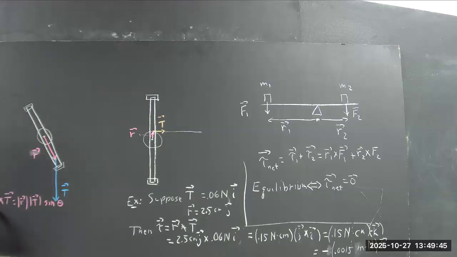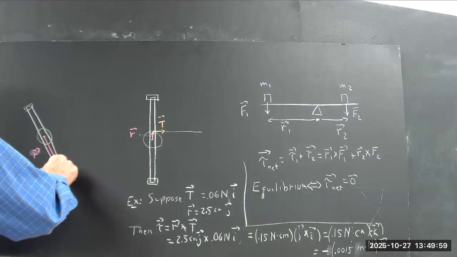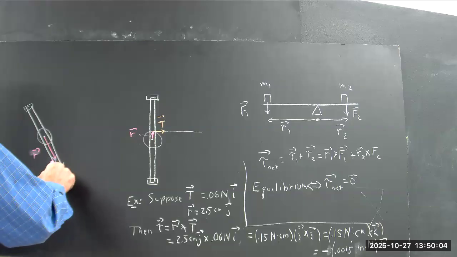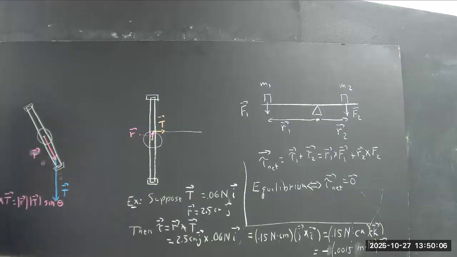R cross T has a magnitude that's equal to the magnitude of R times the magnitude of T times the sine of theta, where theta is the angle between R and T. We could extend R out here and theta would be this angle. Or if you like, theta is this angle. It doesn't matter whether theta is this obtuse angle or this acute angle. They're supplementary angles. They have the same sine, and you can work out why that's so.